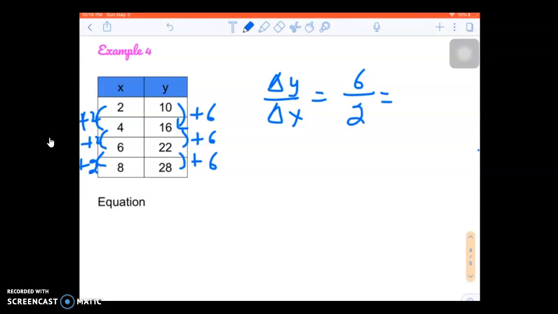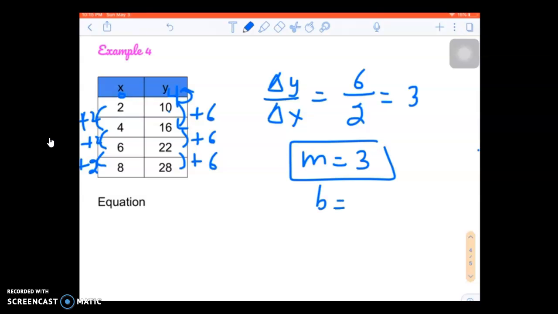Now, I can reduce that. 6 divided by 2 is 3. So my rate of change is actually just 3. But again, my y-intercept is not on this table, so I need to work backwards. Go back 2 to 0 in the x column, and then go back 6 in the y column. So 10 minus 6 will give me 4. So here my y-intercept is 4, and it's positive, so my equation will be 3x plus 4.